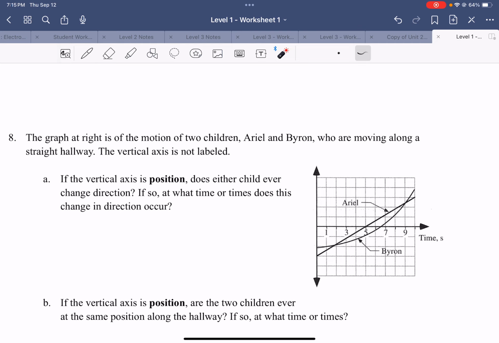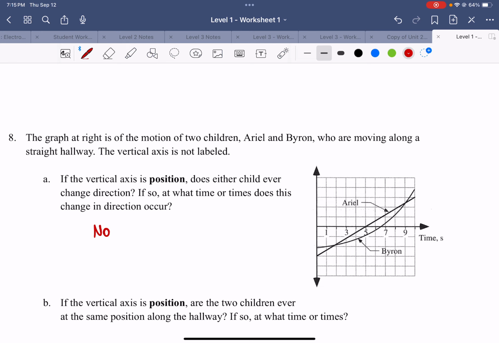What about Byron? His graph is a little more complicated, but if you look at the vertical coordinate and just see how it changes over time, it starts out at about -2. As time goes on, the vertical coordinate gradually increases, hits 0, and then keeps increasing: 1, 2, 3, and so on. So Byron's position is only ever increasing, it never decreases, which means that he also never changes direction. So the answer to part A is no.